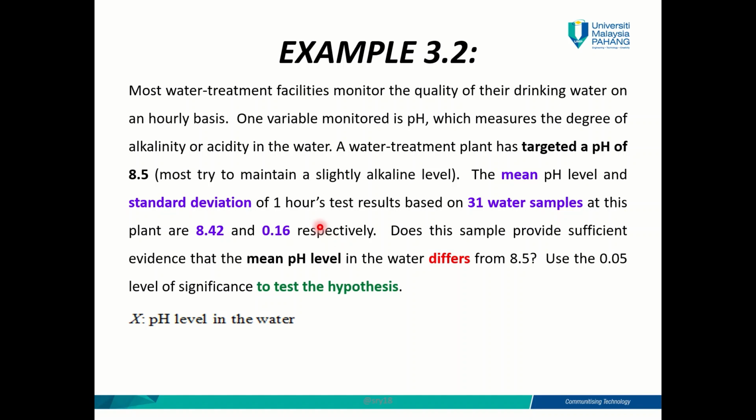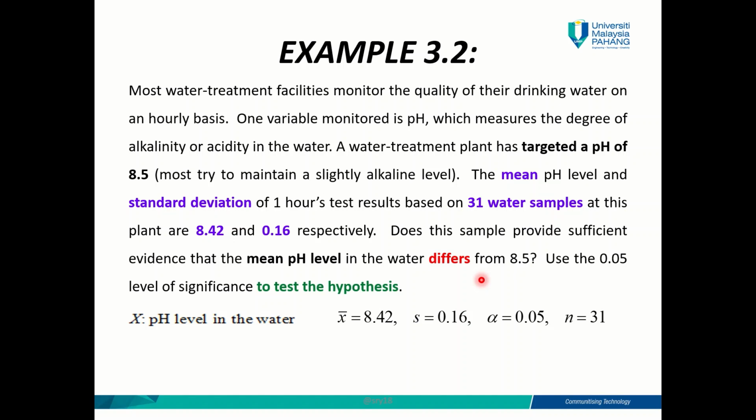All right, so this means that the given value here, is this sample information or is this population? Come on class, is this the sample mean or the population mean? That's right, this is the sample mean because the whole sentence is talking about the sample. So there you have x bar equals 8.42, s equals 0.16, and sample size is 31. Let's continue reading the question. Does this sample provide sufficient evidence that the mean pH level in the water differs from 8.5? Use the 0.05 level of significance to test the hypothesis. So here, this is your alpha, your significance level. From this question, they give you the sample mean, sample standard deviation, sample size, and also the alpha value, which is your significance level.